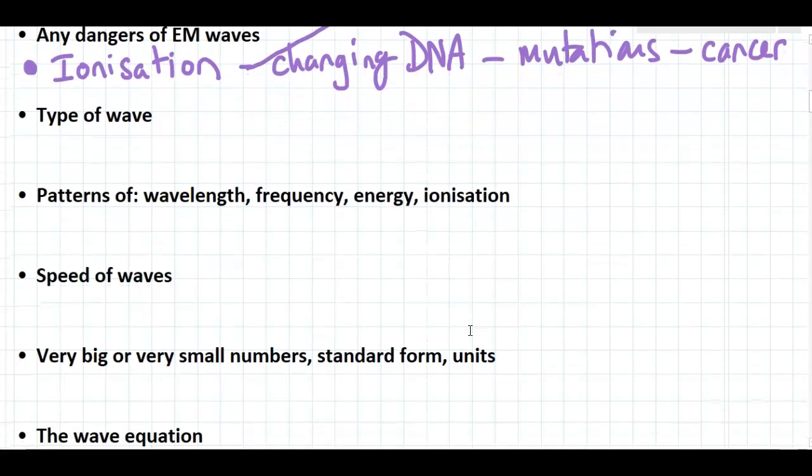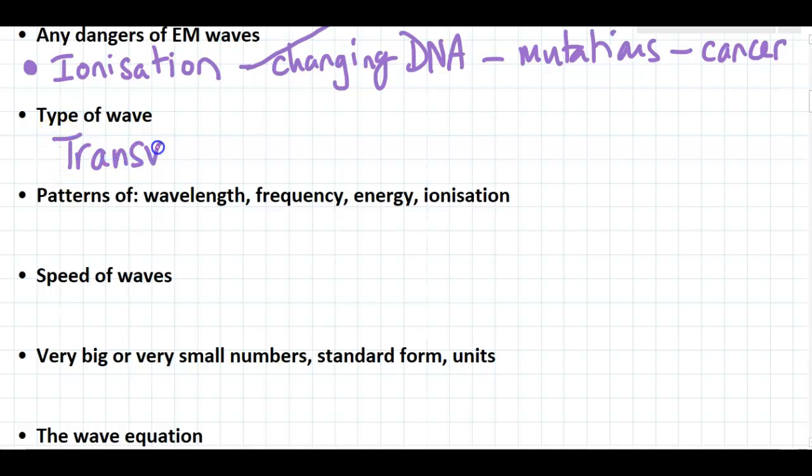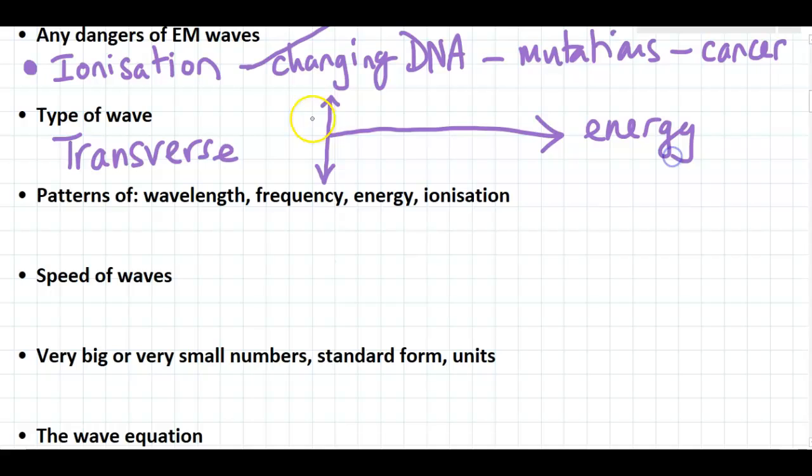Facts about the electromagnetic spectrum. All of the waves in the electromagnetic spectrum are transverse. Remember what that means from our last topic. It means the vibration that makes these waves is at right angles to the direction that the energy is traveling. The vibration, the oscillation, the disturbance is at right angles. They are transverse. All of the waves in the spectrum are transverse.